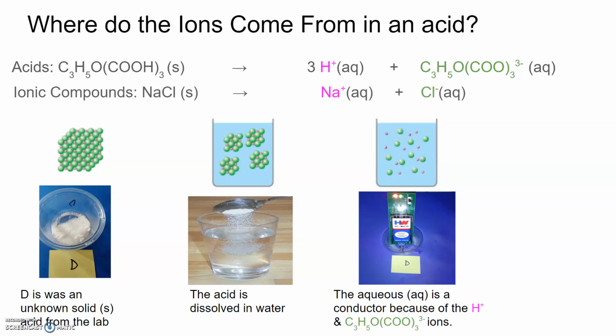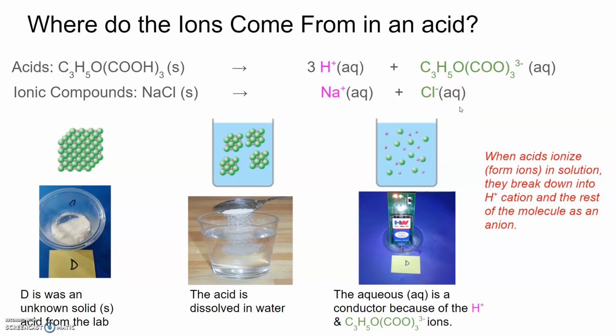Similarly, an ionic compound will also produce a cation and an anion. And it's these ions that make the acids and ionic compounds conduct when in solution. So key thing to remember, when acids ionize, they break down into H+ cation and the rest of the molecule is an anion.